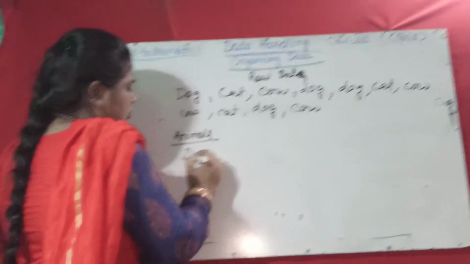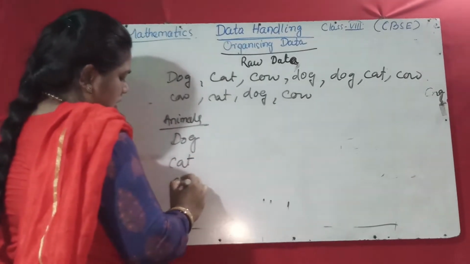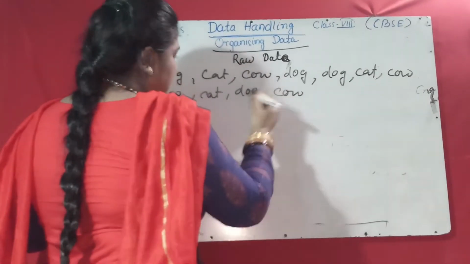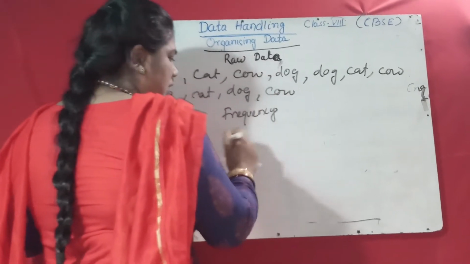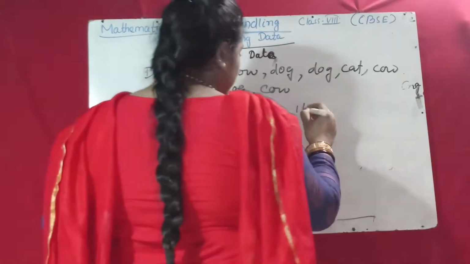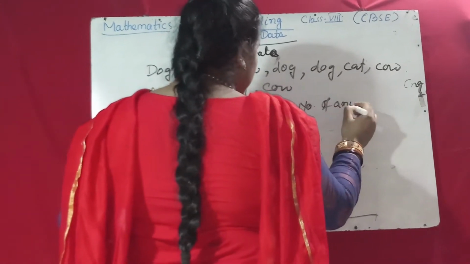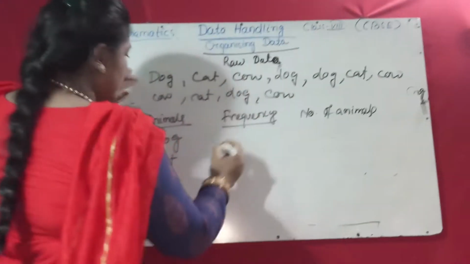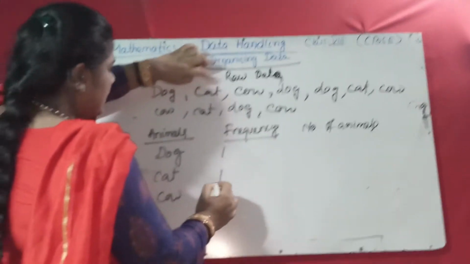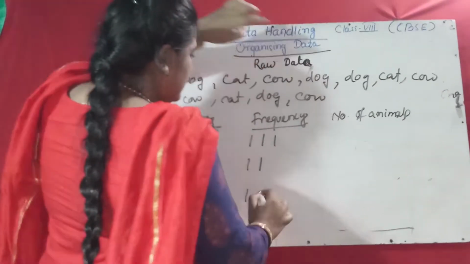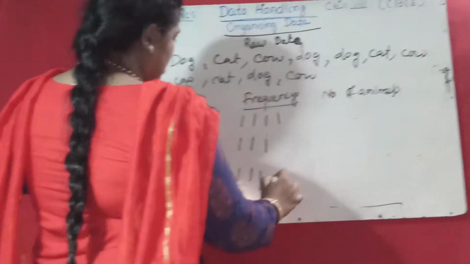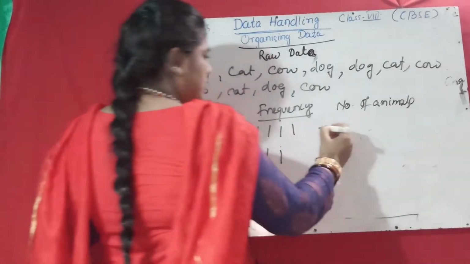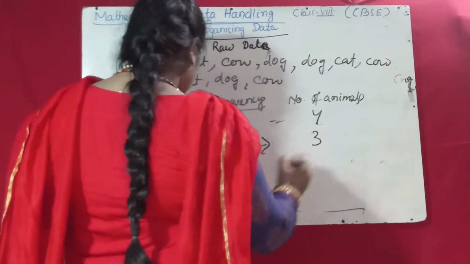You make that a dog, then cat, then cow, then frequency, or tally marks, how many, then number of animals. How? Suppose dog, 1 line, cat, another line, cow, another line, dog, another line, again dog, another line, cat, cow, then cat, dog, cow. Okay, like this.